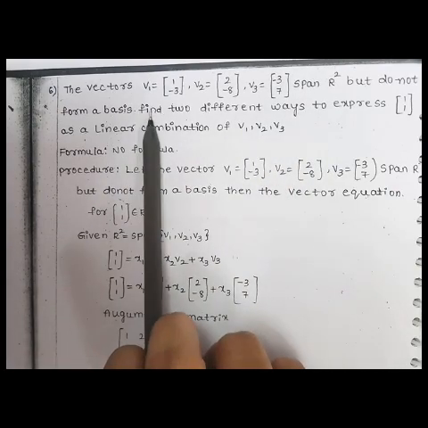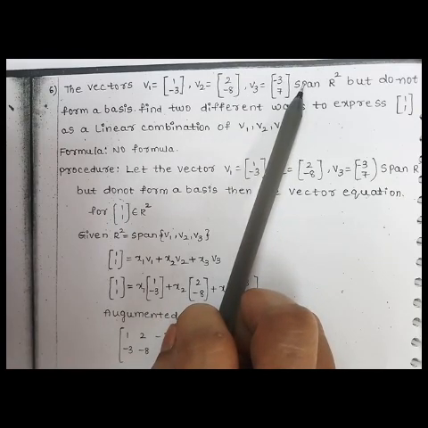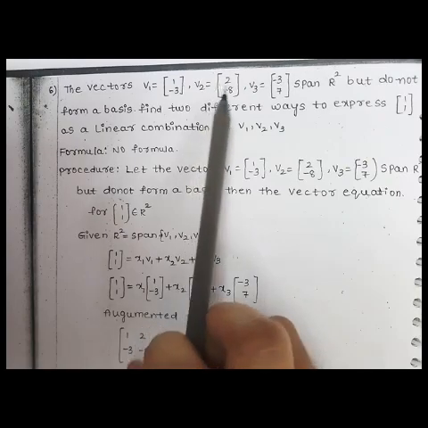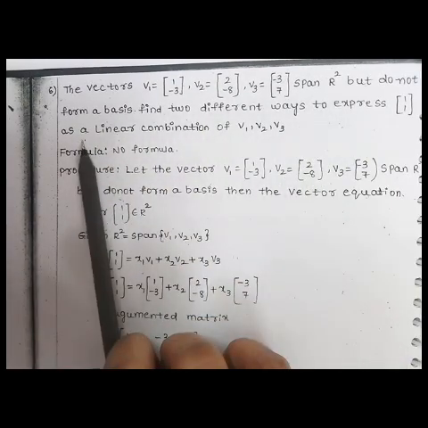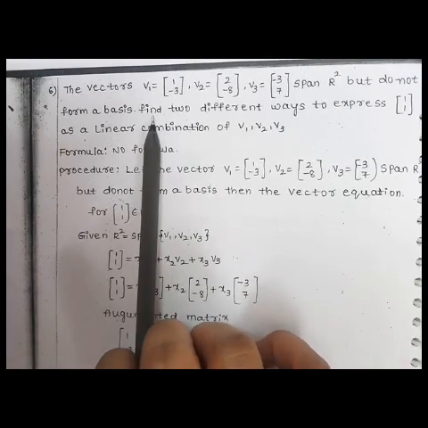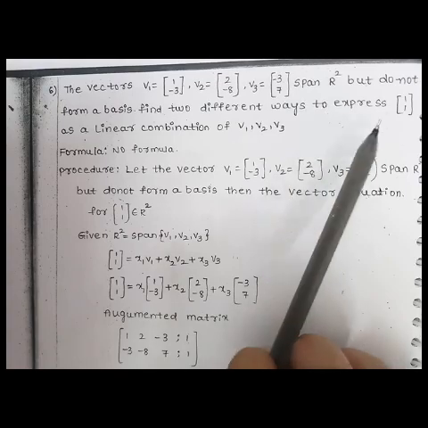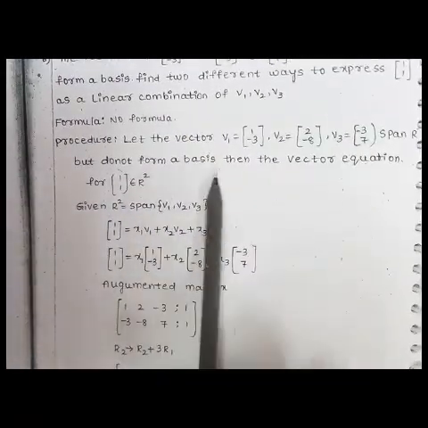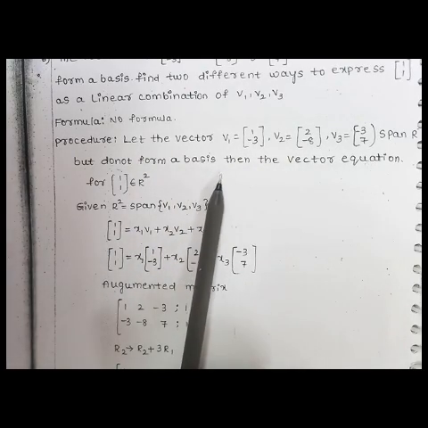So for a basis we should satisfy two conditions. One is it should span the vector space, and the other is that this set should be linearly independent. But here what we need to prove is that it does not form a basis, in the sense that it is not linearly independent. So find two different ways to express this vector as a linear combination of the given vectors. First write whatever vectors are given, and also write what we need to show.